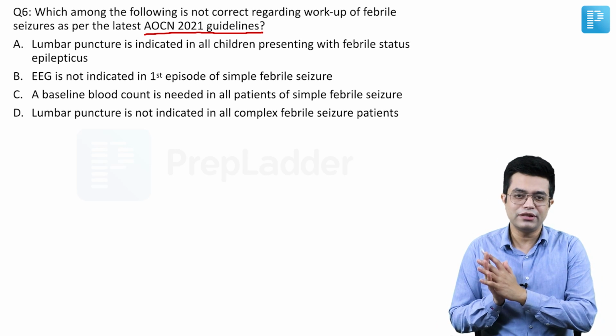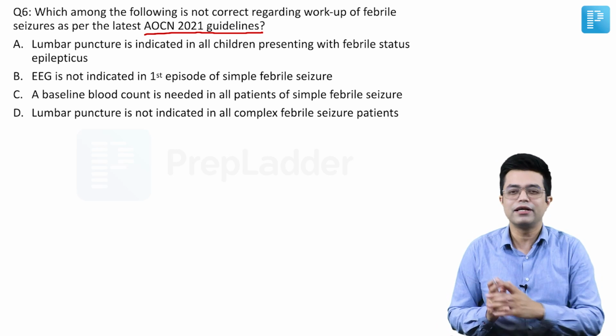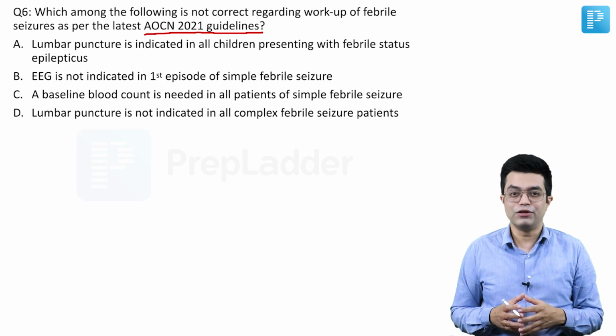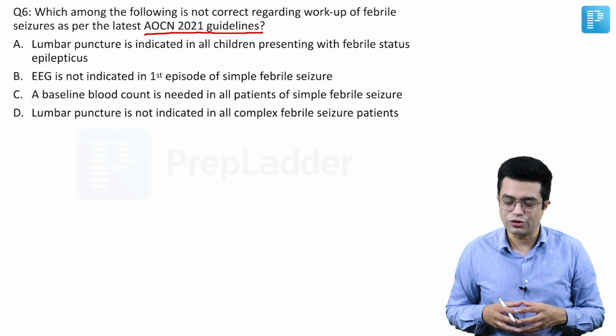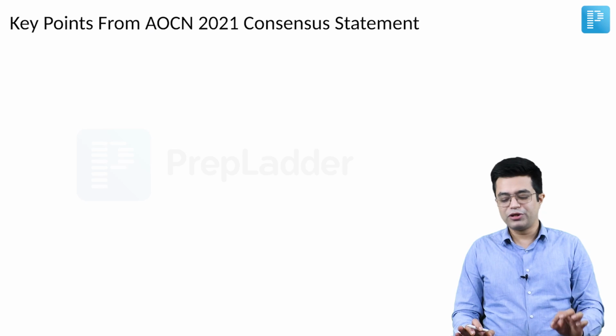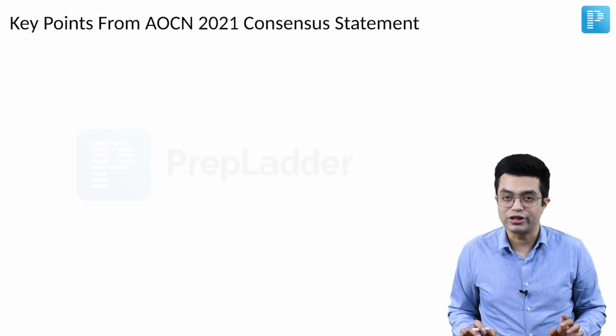Let us first try to see the key findings, key things regarding workup which have been mentioned. I have taken only selective things, not everything, which I felt are important from the exam point of view, and then we will come back to the options again. So, what are the key points from AOCN 2021 regarding febrile seizure in children?